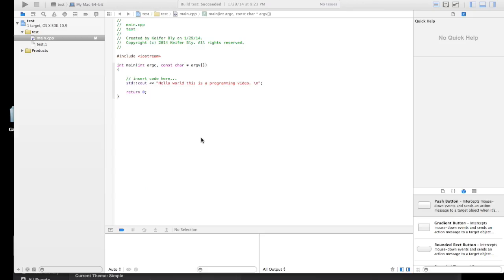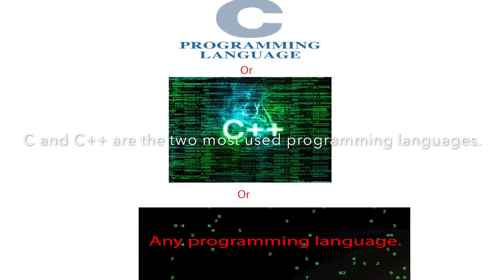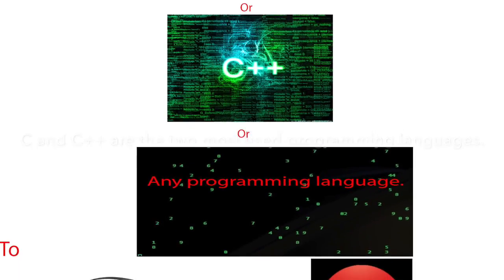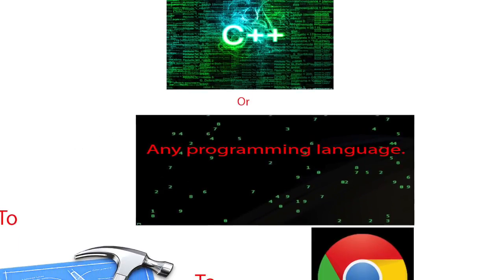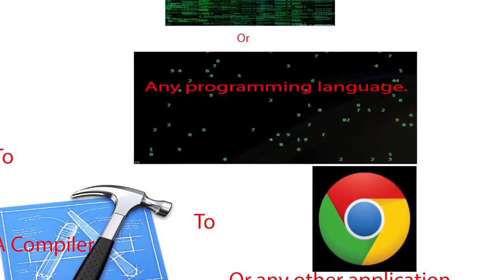Well, there are programming languages that are called C++, Java, Objective-C, and AppleScript, and there's a lot more. Programming languages are basically languages that a computer understands.